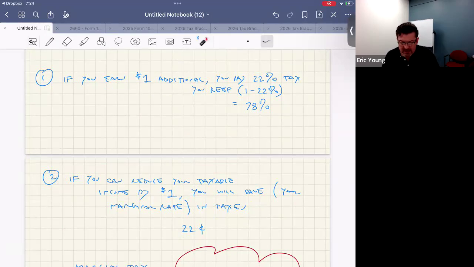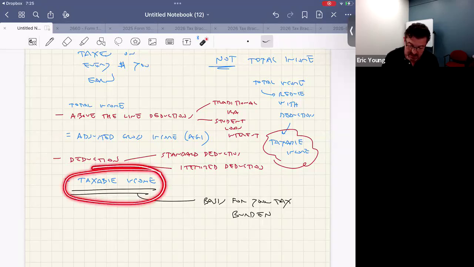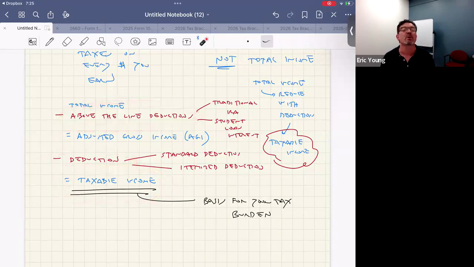Well, how do you reduce your taxable income? Well, now we have a roadmap. Total income minus above the line deductions equals adjusted gross minus standard or itemized equals your taxable income. So how do you reduce this? You reduce this by maximizing these. And that's what it means to be a smart consumer, to be a smart taxpayer, okay?